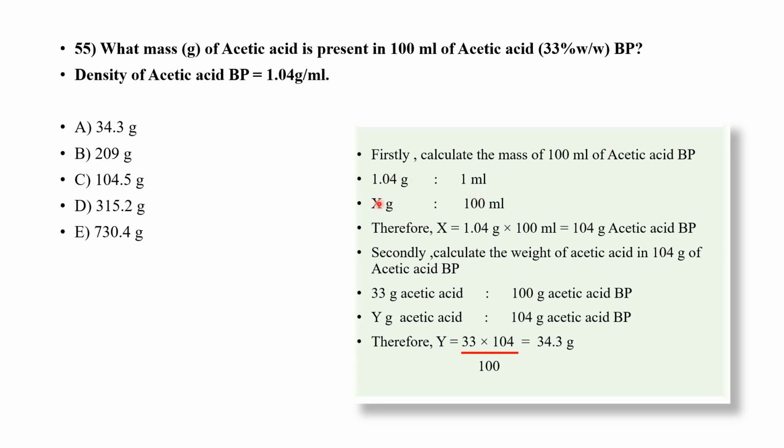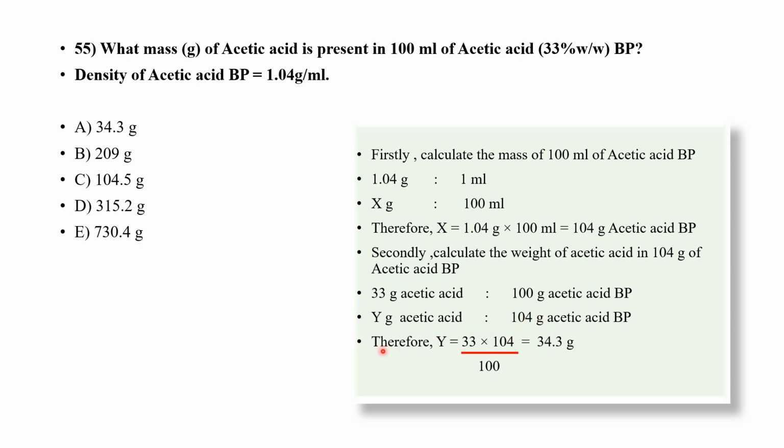So let it be x gram present in 100 ml. So therefore x is equal to 1.04 into 100 divided by 1, that is equal to 104 gram acetic acid BP. Secondly, calculate the weight of acetic acid in 104 gram of acetic acid BP. So here the strength of acetic acid is given as 33% weight by weight. That is 33 gram acetic acid is present in 100 gram acetic acid BP. So let it be y gram acetic acid present in 104 gram acetic acid.